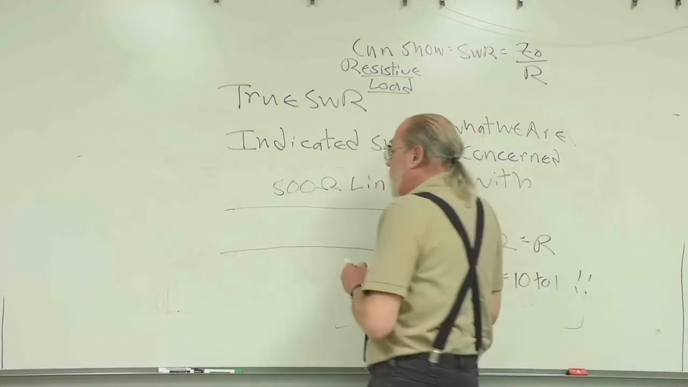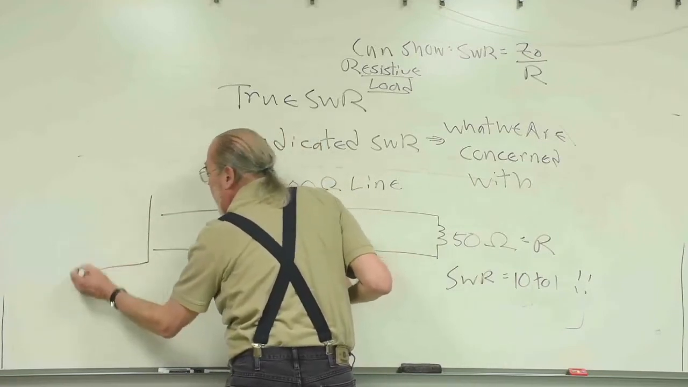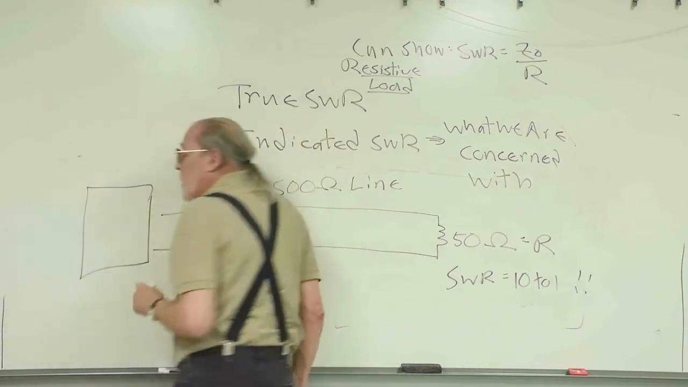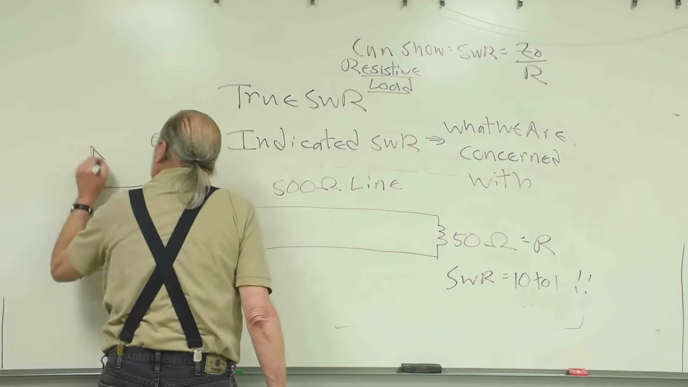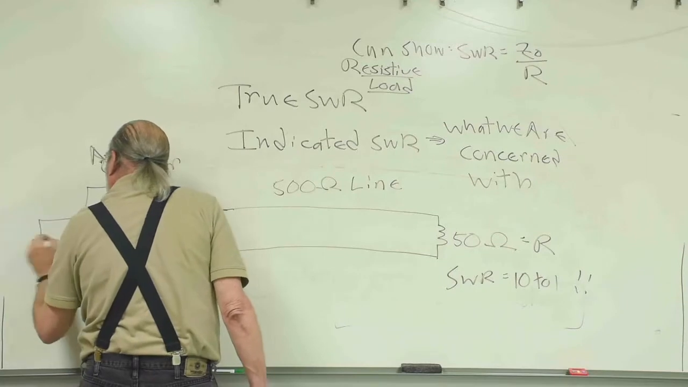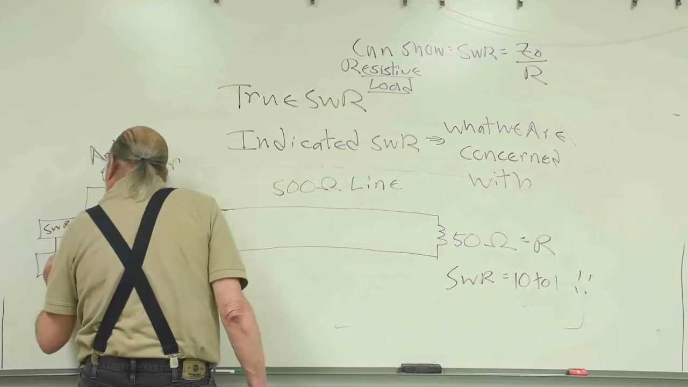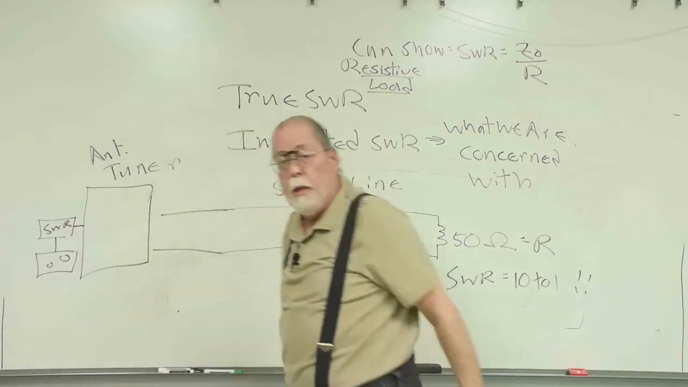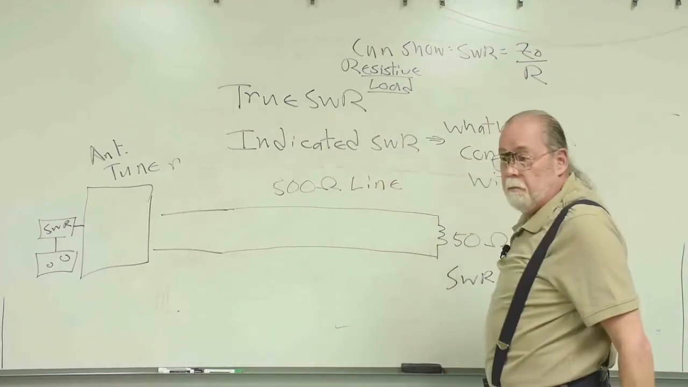However, on this end, this is connected to an antenna tuner, an impedance matching device, which can adjust it and turn it into the equivalent of 50 ohms. So if this is an antenna tuner, and then your rig is hooked up here, this is your SWR meter, and then your rig is here, you're going to adjust your antenna tuner so that this thing reads 1-to-1, and your transmitter is perfectly happy. But the actual SWR is 10-to-1.